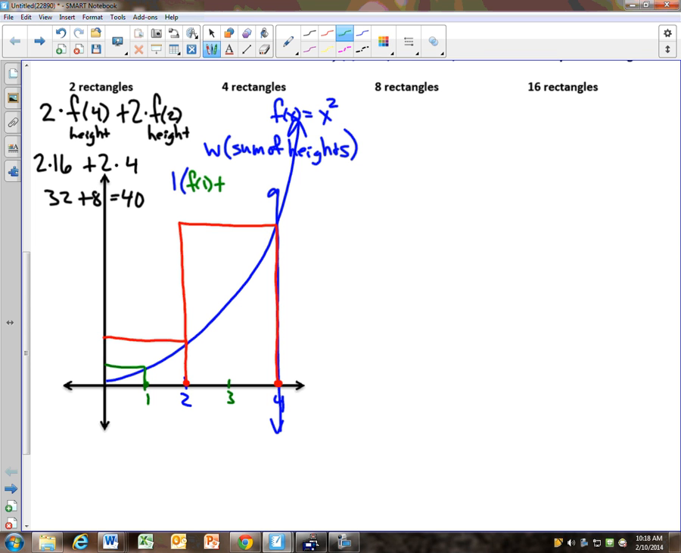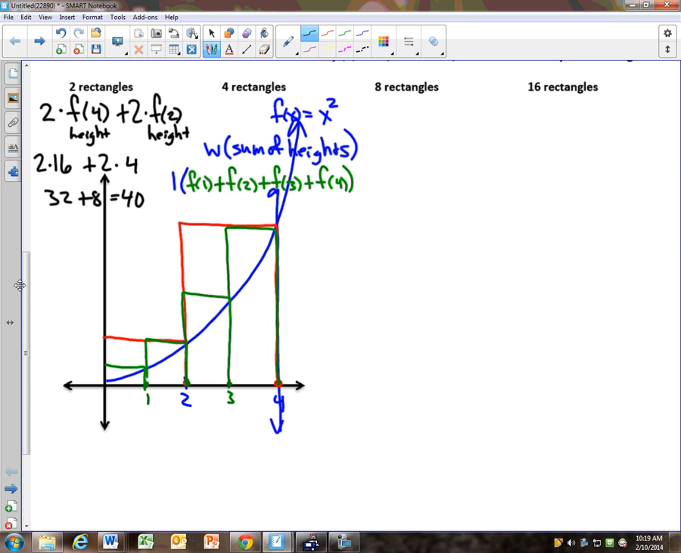Plus, now I look at my interval between 1 and 2. I go to the right-hand side, which is 2, and I move it up and over. So that would be f of 2. My interval between 2 and 3, I draw it up and over. So that'll be f of 3. And then 3 and 4.